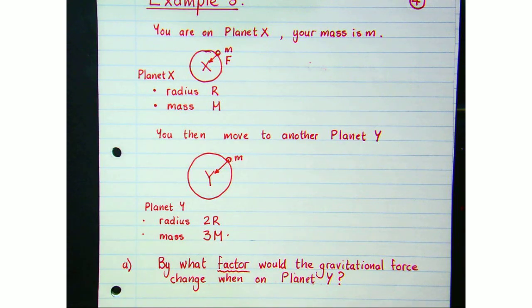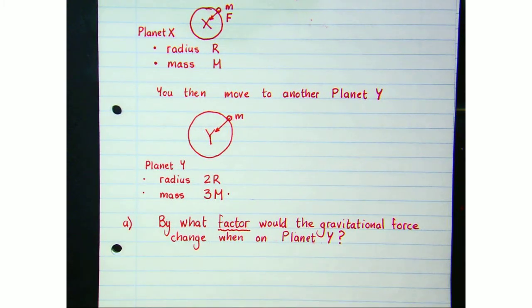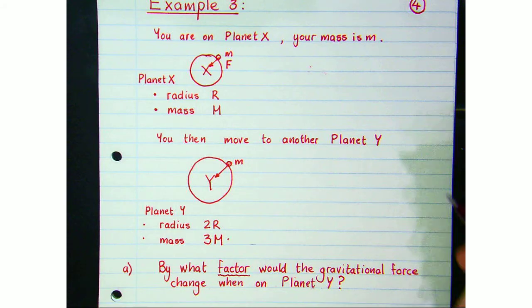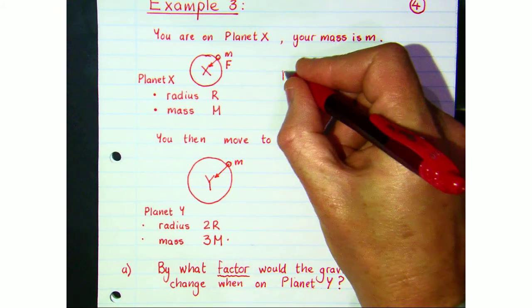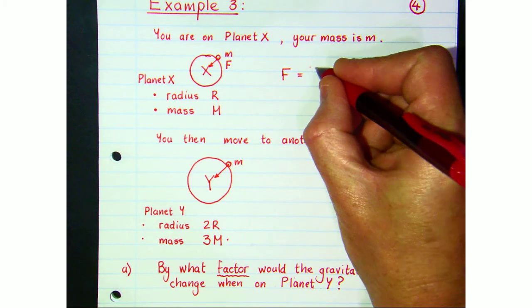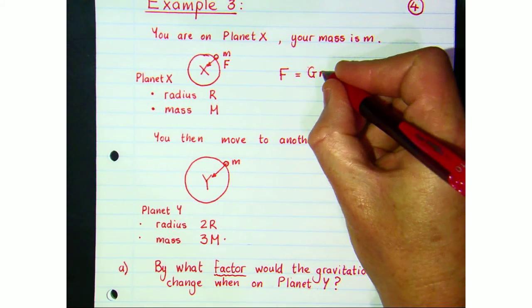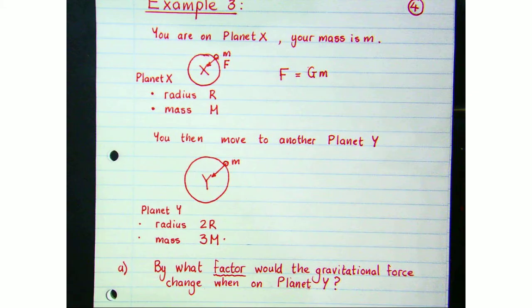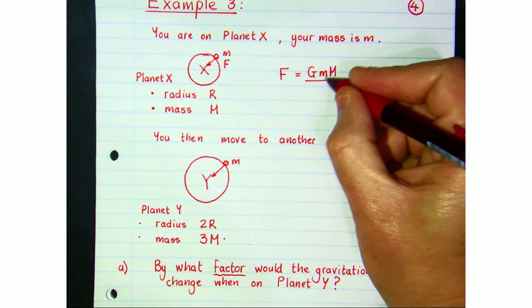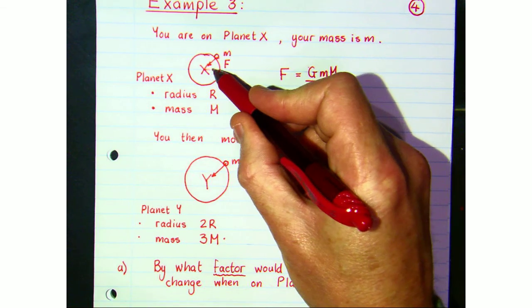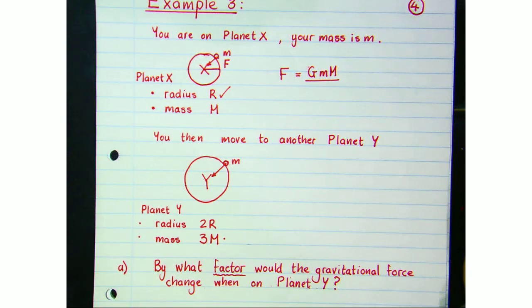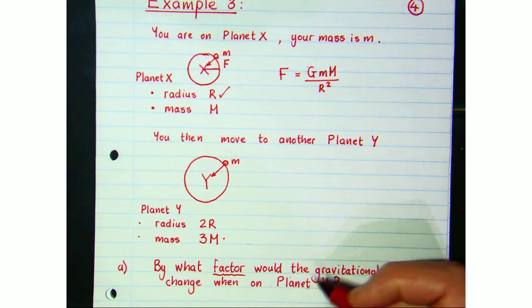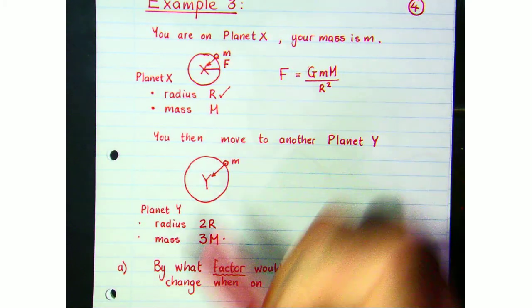Okay, so we need to write down an expression for the force acting on this mass on planet X. And according to Newton's law of universal gravitation, it's G multiplied by the mass of the object on the surface multiplied by the mass of the planet X divided by the distance between their centers. And the distance between the centers of these two masses would just be the radius of that planet. They're 1 radius apart. So we'd pop r in there, we wouldn't forget to square it, and that would be an expression for this gravitational force on that mass on planet X.